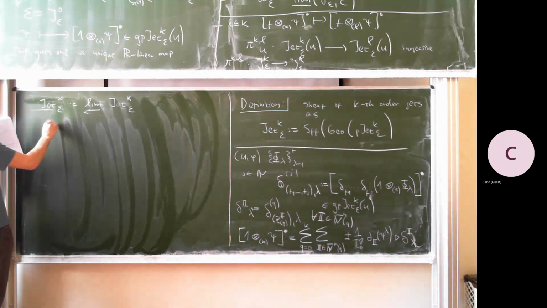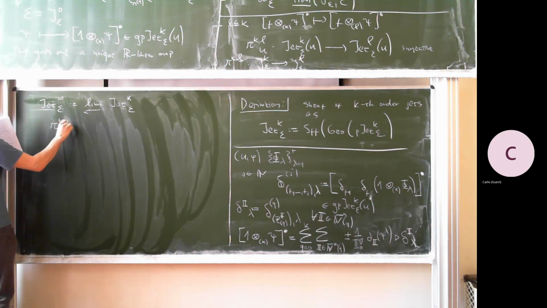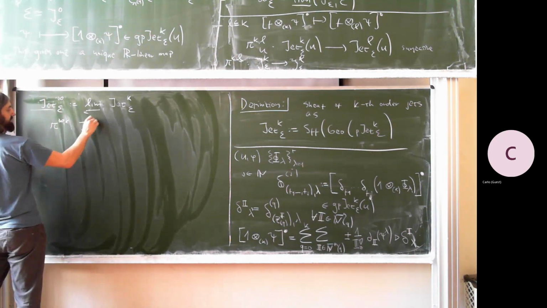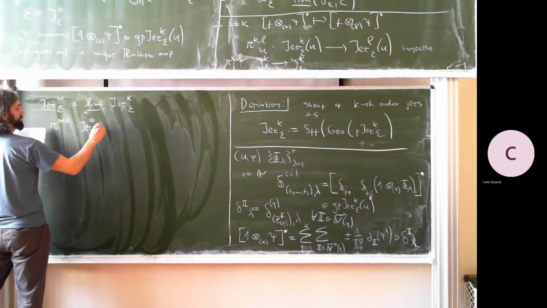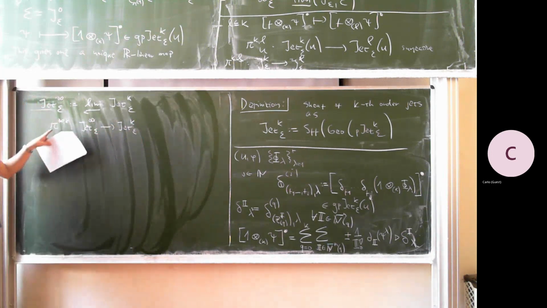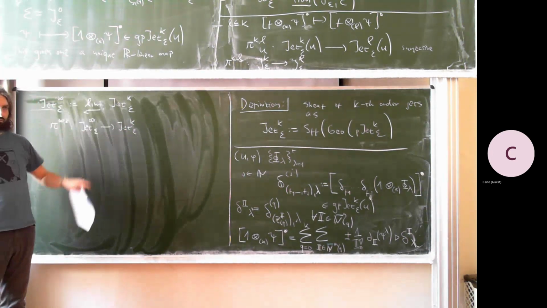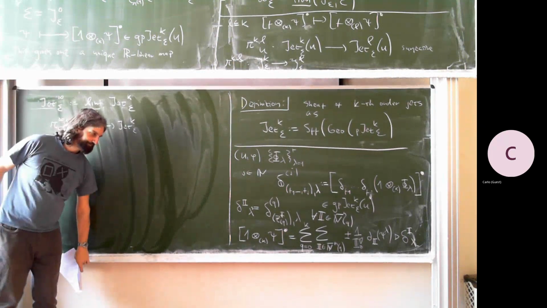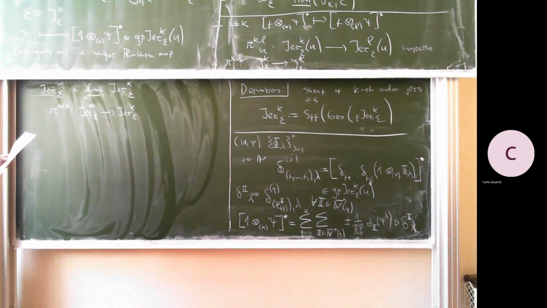And of course, then you have projections from this jet infinity E to J^k E, let's say. So you can project elements of your jet infinity to here. Okay.